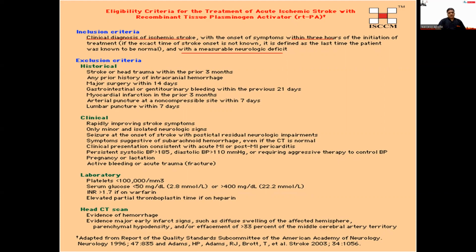Exclusion criteria, historical: previous history of stroke or head trauma within the past 3 months, any prior history of intracranial hemorrhage, major surgery within 14 days, gastrointestinal or genitourinary bleeding within the previous 21 days, myocardial infarction in the prior 3 months, arterial puncture at a non-compressible site within 7 days, and a lumbar puncture within 7 days.